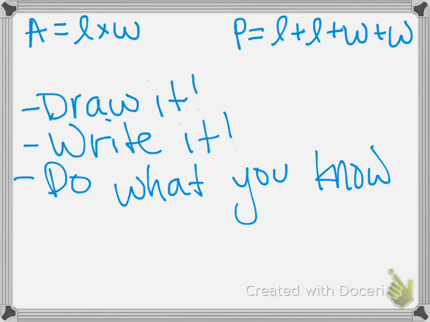So just to wrap up this video, hopefully you watched the area one already, but here are our two equations up top. Area equals length times width, and then perimeter equals length plus length plus width plus width. You can draw it, you can write it, and then do what you know. So that's a couple of little pointers I would like you to take away from this video.